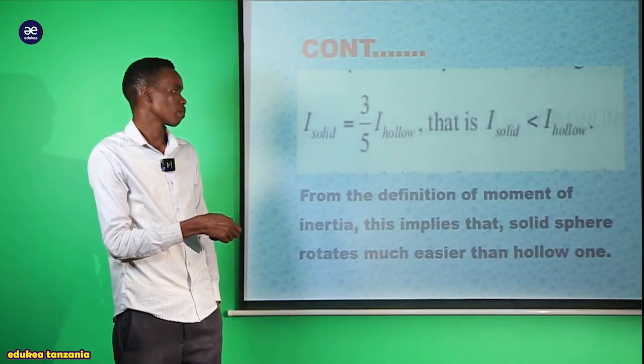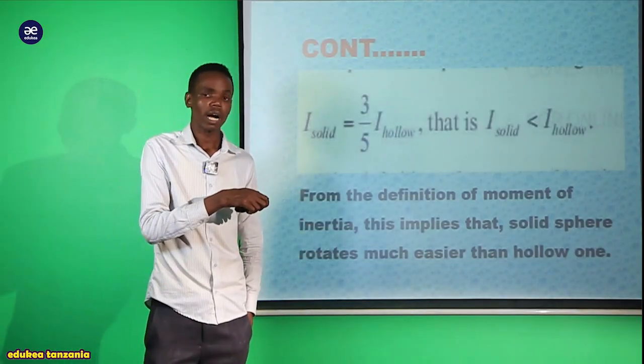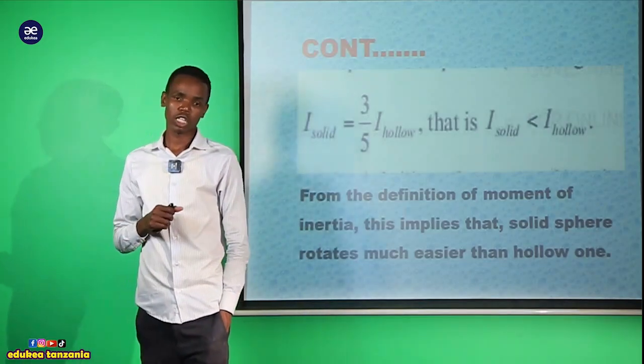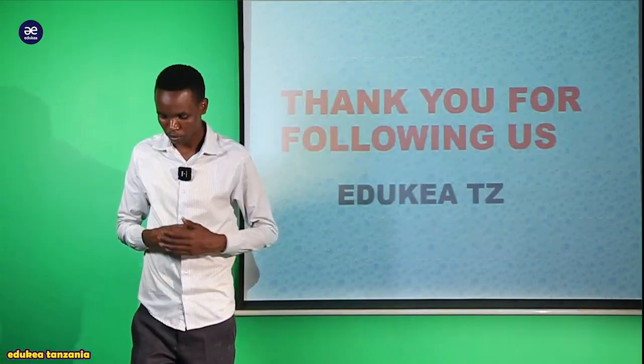And always we know that the moment of inertia for a solid sphere is less than the moment of inertia for the hollow sphere.